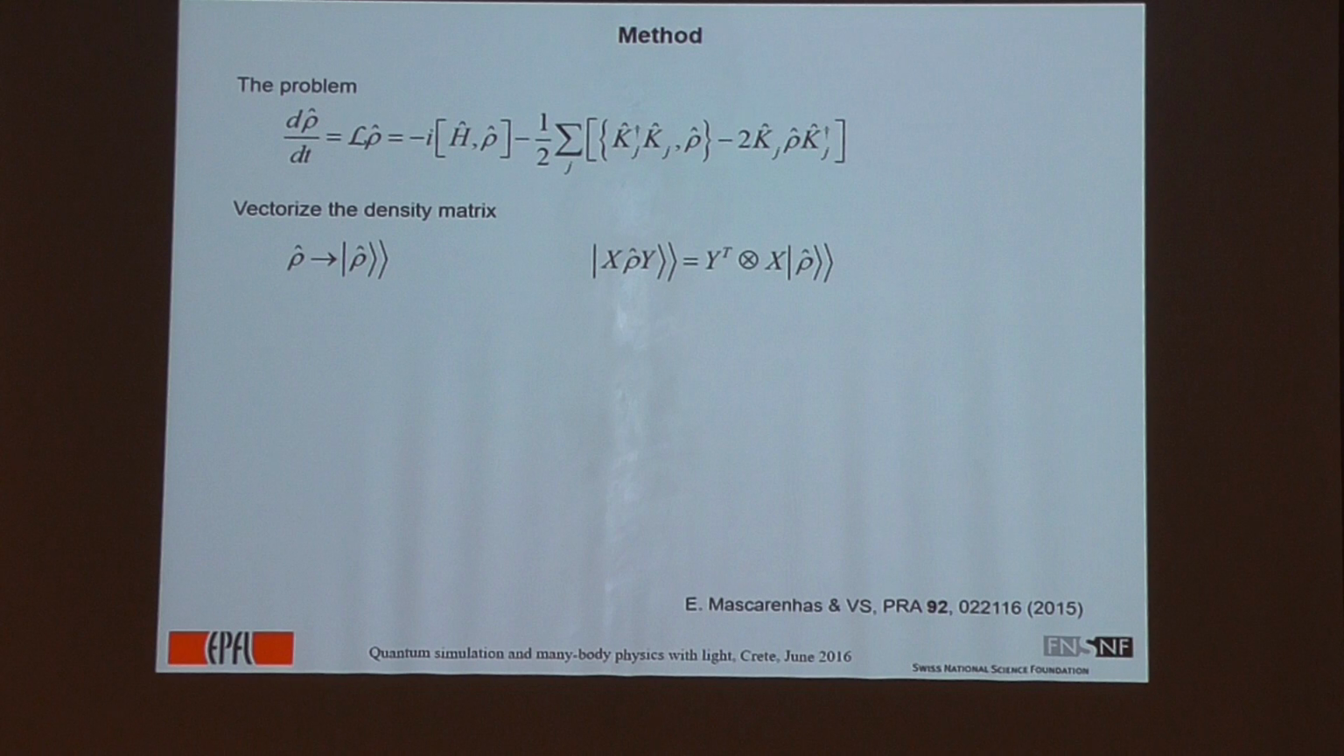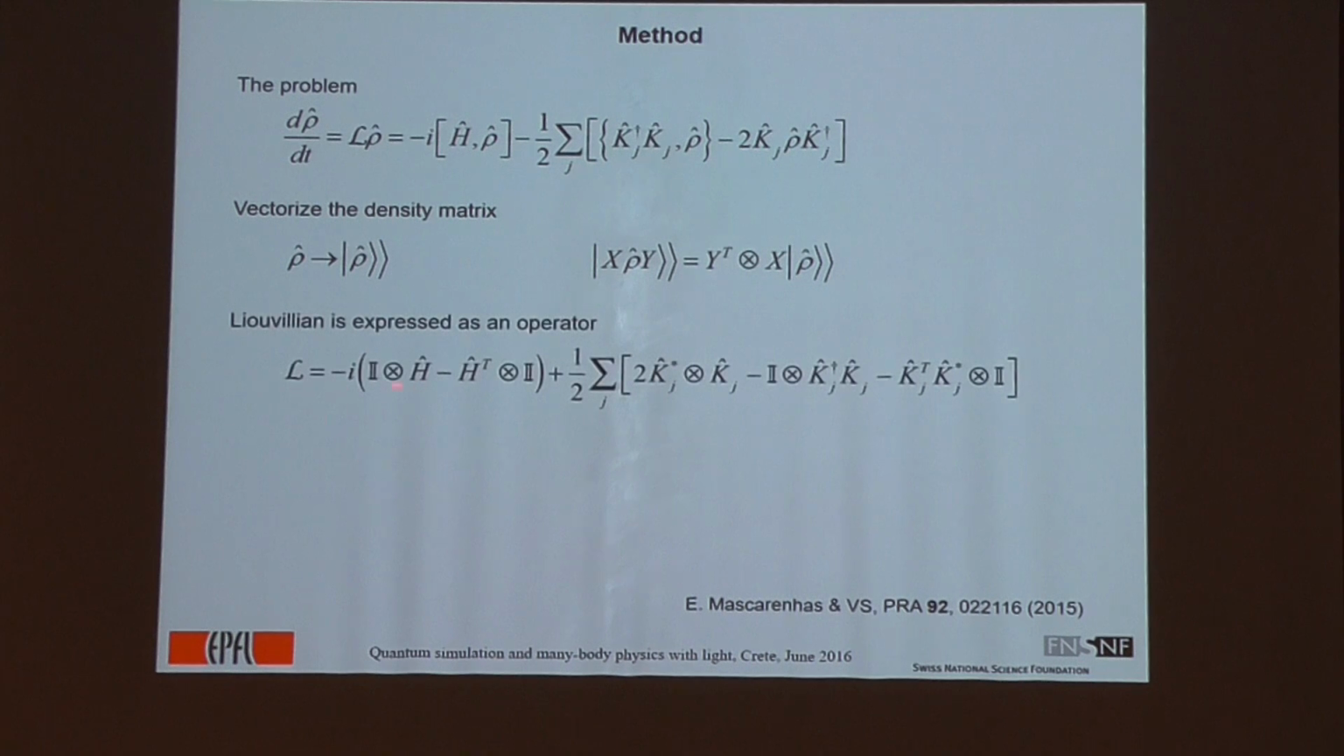Vectorize density matrix means you just take columns and you put them all on top of each other, and out of the matrix you make a big vector. This has an interesting property: if you do that, then computing operator times density matrix times operator, vectorized, corresponds to this expression here with this tensor product. And if you exploit this feature, then your Liouvillean is now a big matrix, so it's an operator, and it's expressed in this way with tensor products.